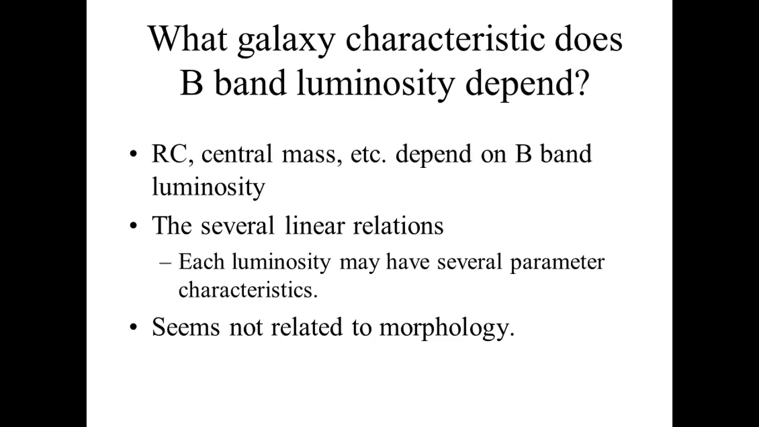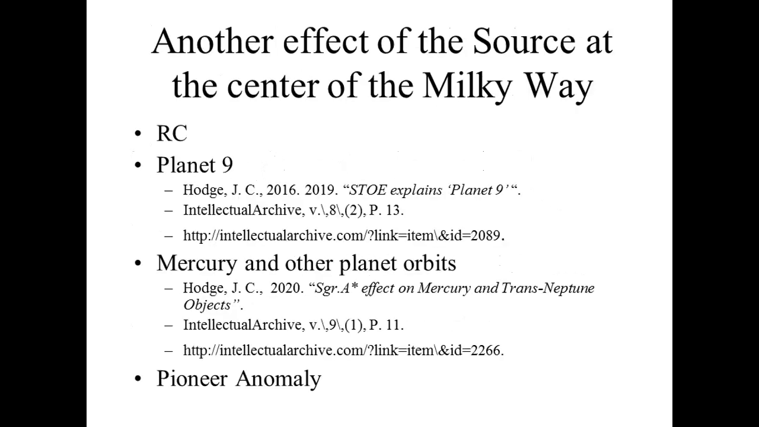That would also apply for central mass, which was another paper. Another effect of the source at the center of the Milky Way we could look for. We've already applied it to RCs, as we said. Planet 9, there are 2 papers on that. Mercury and other planet orbits seem to have some relation to the source in our Milky Way. And of course, the source in our Milky Way was part of the Pioneer Anomaly paper.